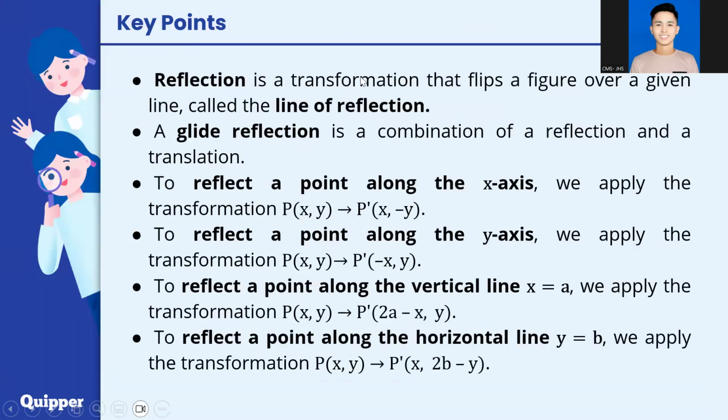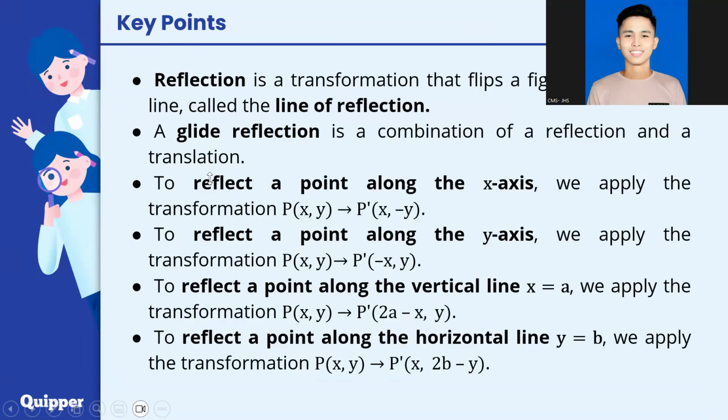For the key points, again, reflection is a transformation that flips a figure over a given line called the line of reflection. So again, if translation is slide, reflection is flip. A glide reflection is a combination of reflection and translation. To reflect a point along the x-axis, we simply flip the sign of the y-coordinate. If it's along the y-axis, we simply flip the sign of the x-coordinate.